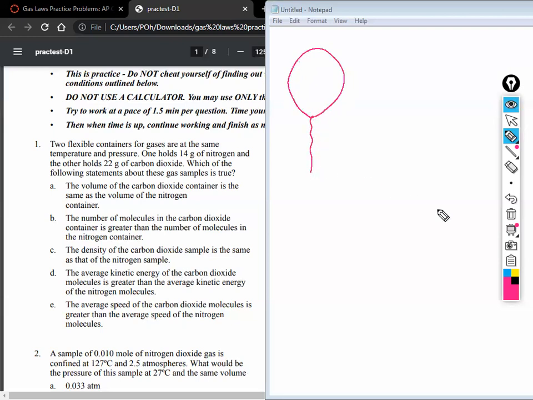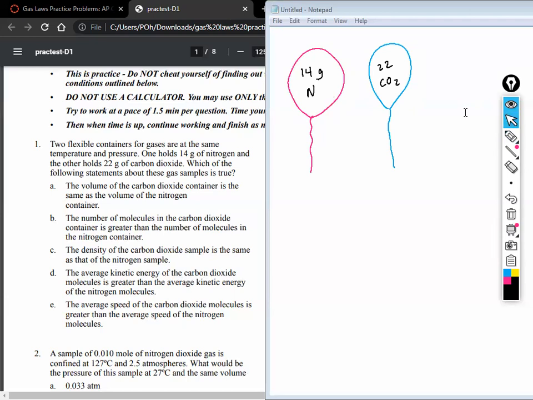Again, you don't need to draw exactly what I draw. But we have one container that has 14 grams of nitrogen. And then you have another container, and this one contains 22 grams of carbon dioxide, okay? And based on that information, we need to figure out which one of these things is true, okay?